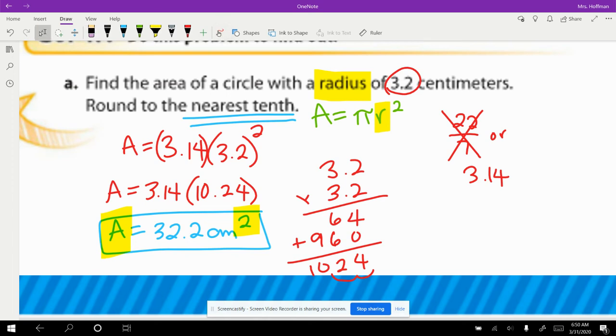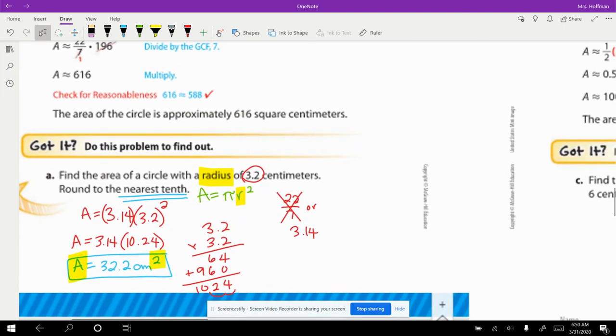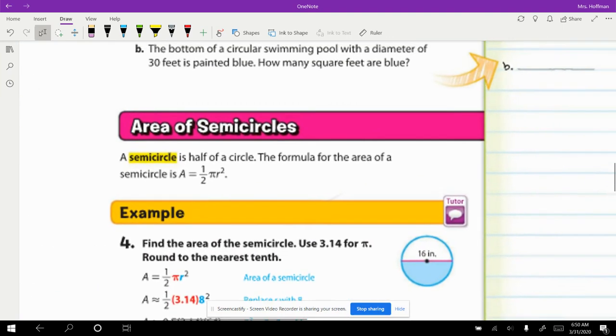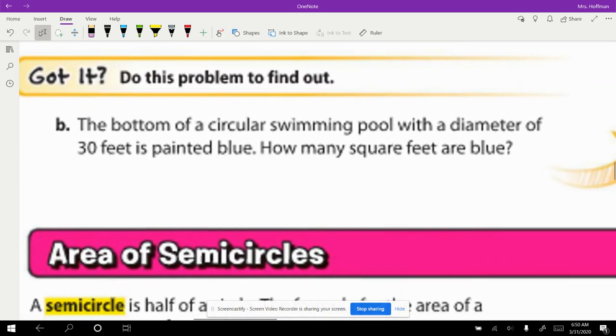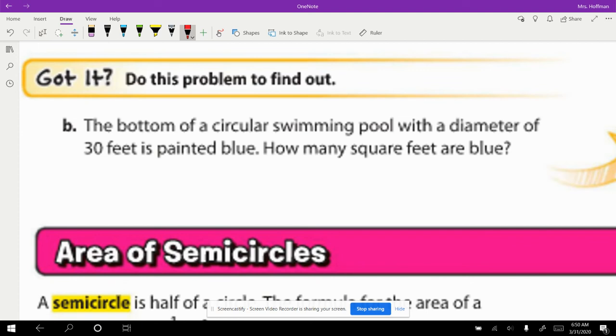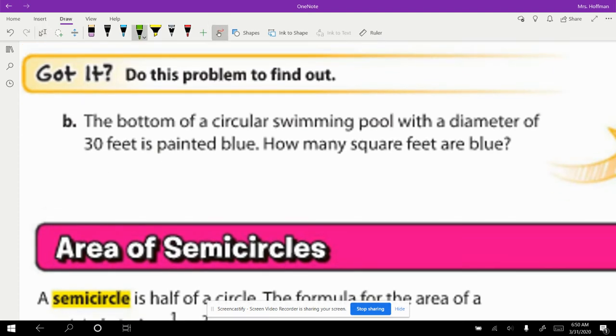Go ahead and find the next example, letter B, on the next page, page 625. Here we go. This time, we're going to use the exact same formula. It has not changed, and we're going to need to write it down every time. Area is equal to pi r squared. And now let's look for that keyword radius, because that's really what we need to plug in here. The bottom of the circular swimming pool with a diameter of 30 feet is painted blue. How many square feet are blue?